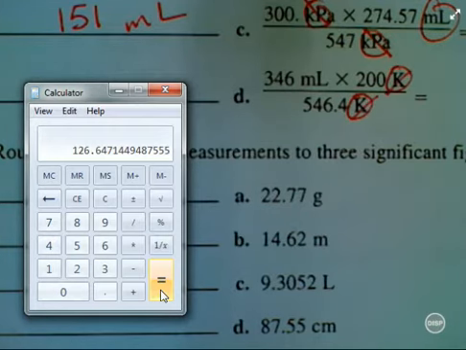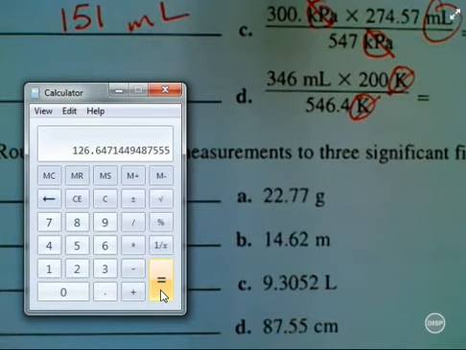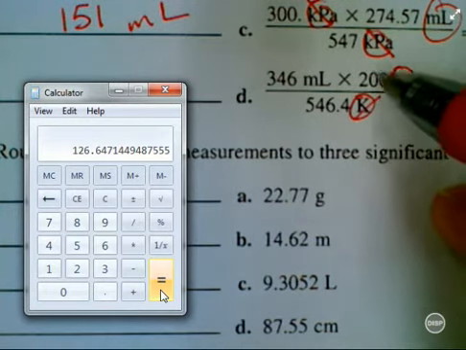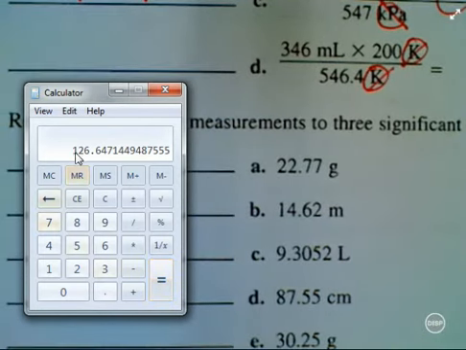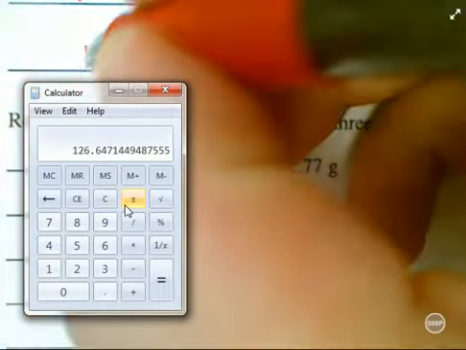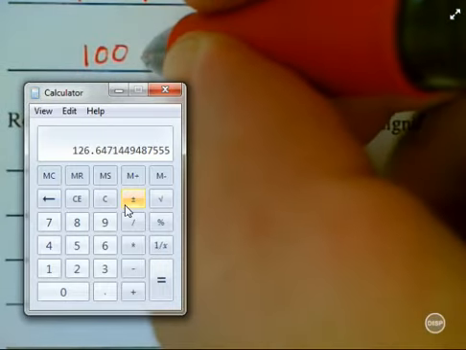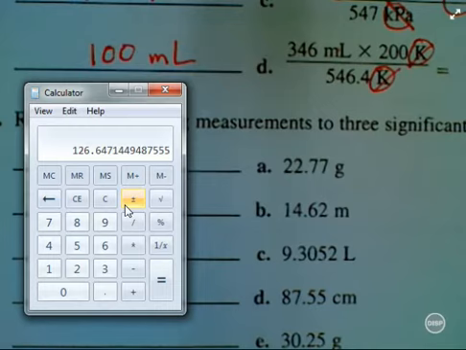My calculator is telling me a whole bunch of stuff, right? 126.647144948875555. But how many significant figures should I report here? Well, 3 significant figures, 4 significant figures, but only 1 significant figure right here. So my answer can only have 1 significant figure. That's this first one right here. And does this 2 tell me to round it up or down? It tells me just to keep it as a 1. So 100. Keep the milliliter unit. You have 100 milliliters.